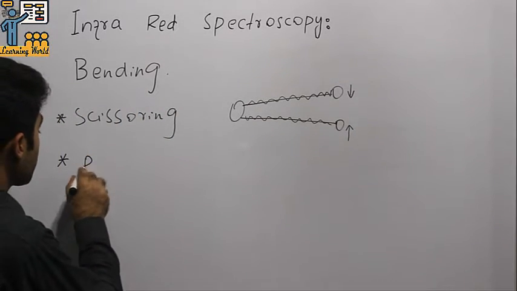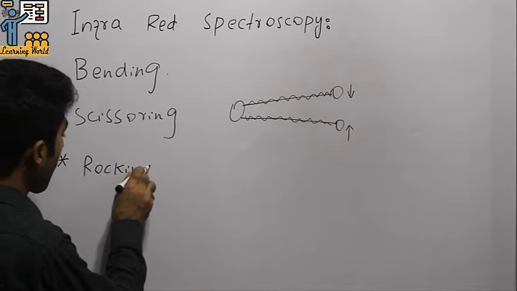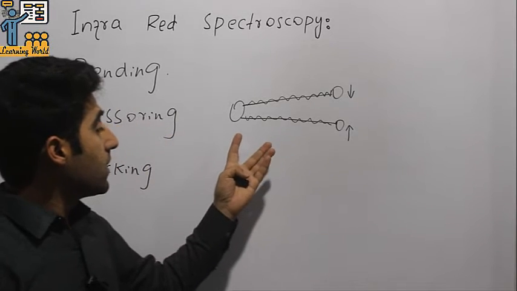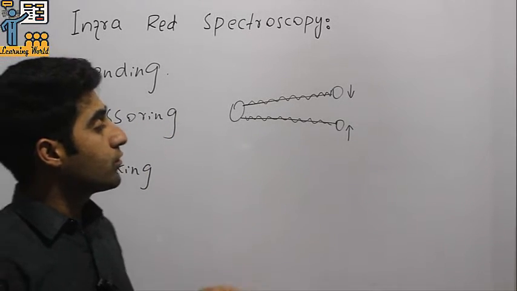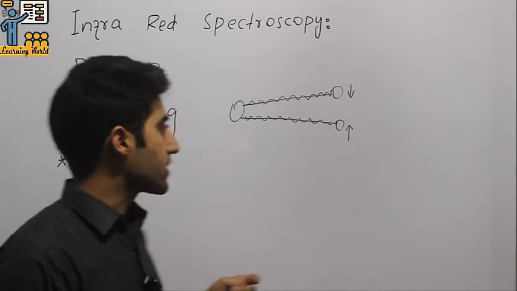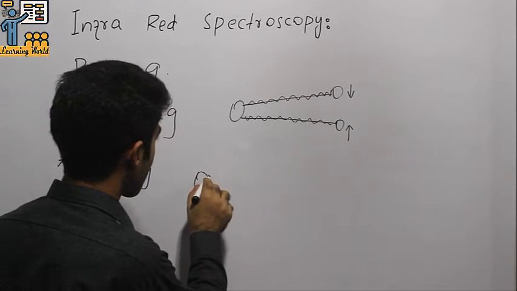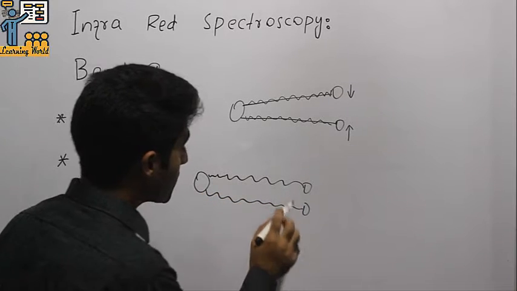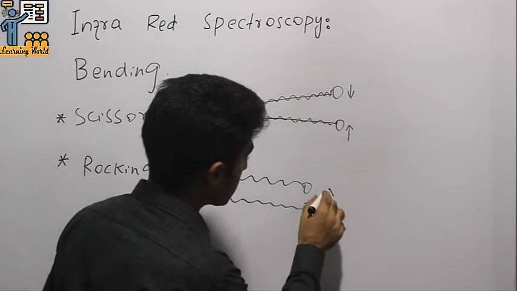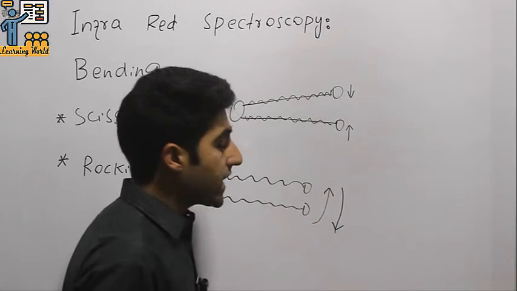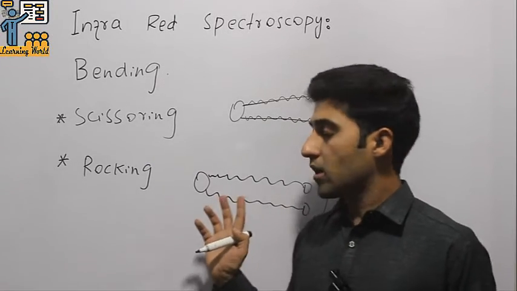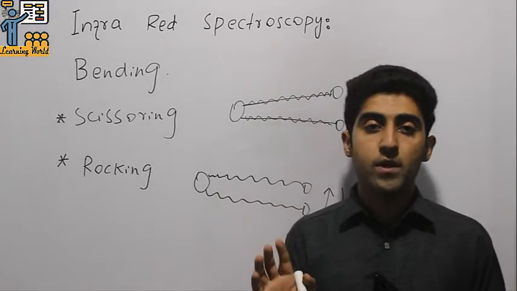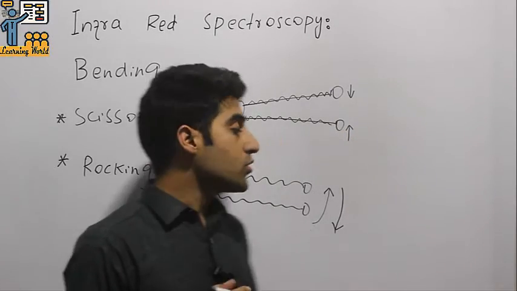Second is rocking. In rocking, both of the atoms will move toward the upside or toward the lower side. Both atoms will move toward this or toward this at the same time. Both of the interatomic bonds will move toward the upside or right side, and they will behave like a spring. This is rocking.